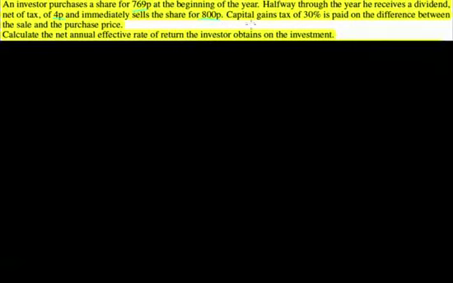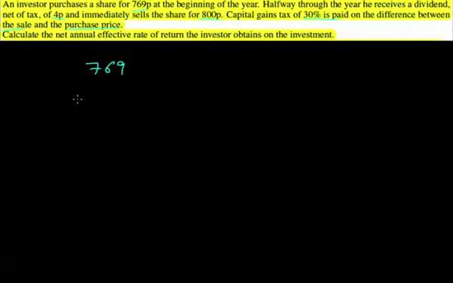Capital gains tax of 30% is paid on the difference between the sale and the purchase price. Calculate the net annual effective rate of return the investor obtains on the investment. Okay, so let's have a look. He starts with 769 pence. Now, that's fine.